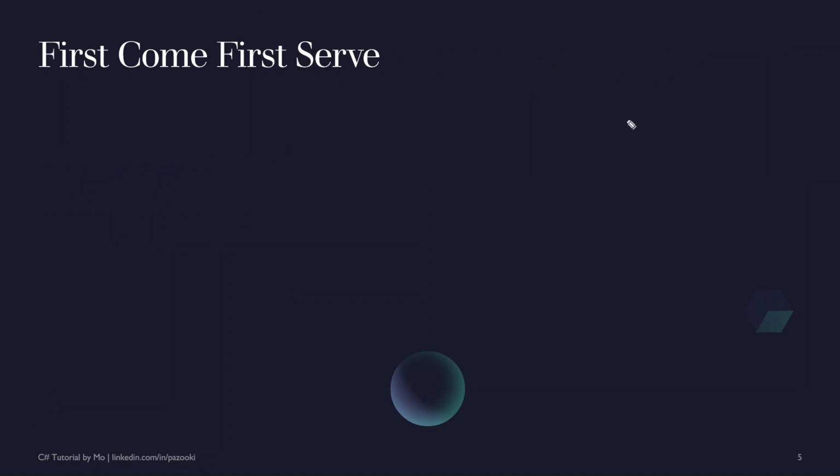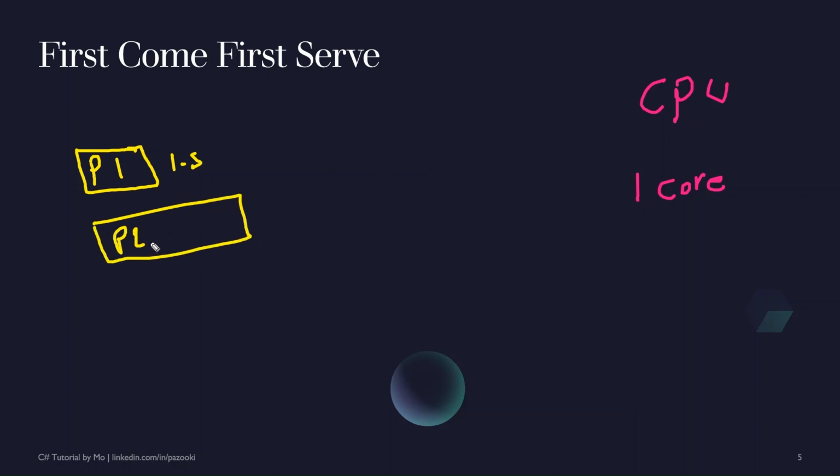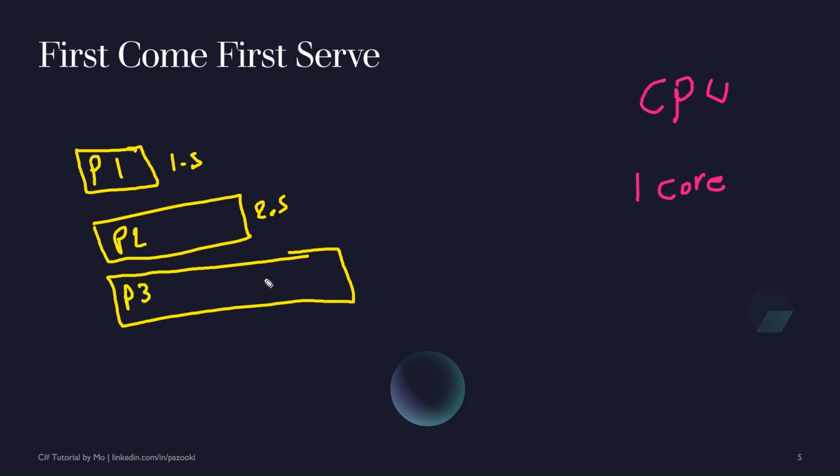Consider a CPU with a single core and we have multiple processes. For example, in this case, process 1 needs 10 seconds to complete. Then process 2 requires 20 seconds to complete. After that, process 3 requires an indefinite amount of time to complete. And finally, process 4 only needs 5 seconds to finish.